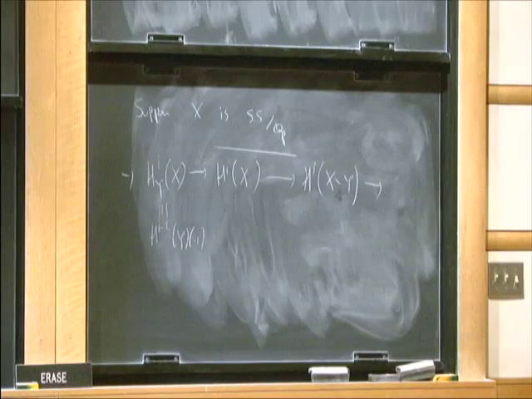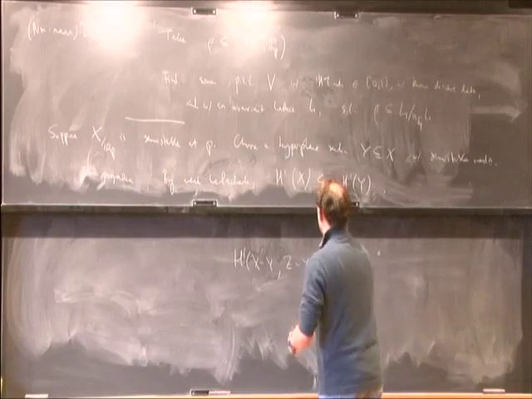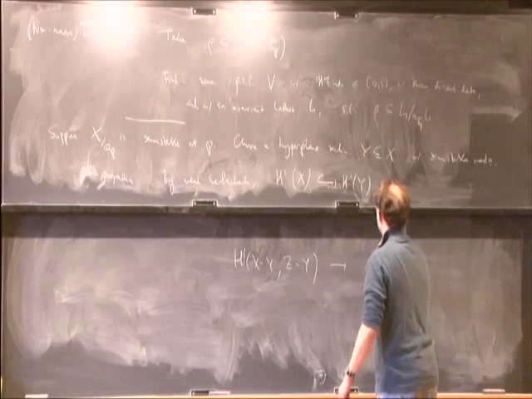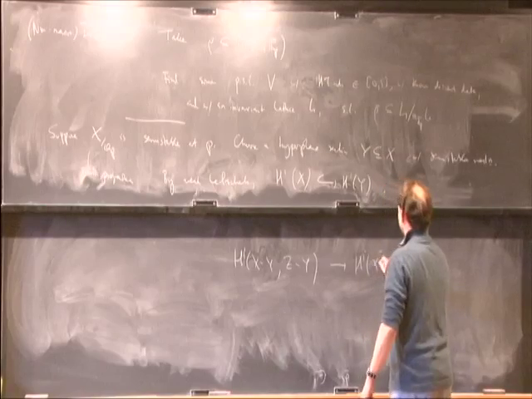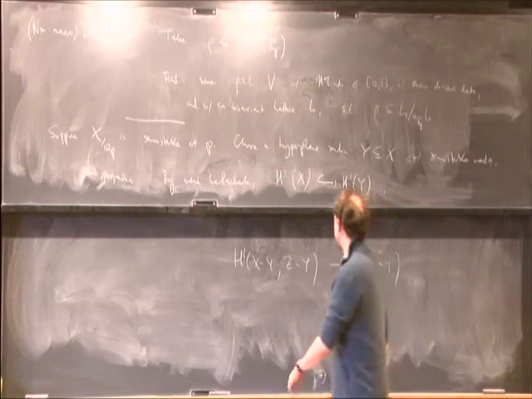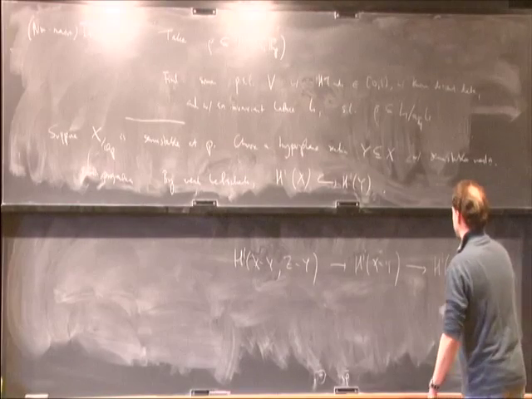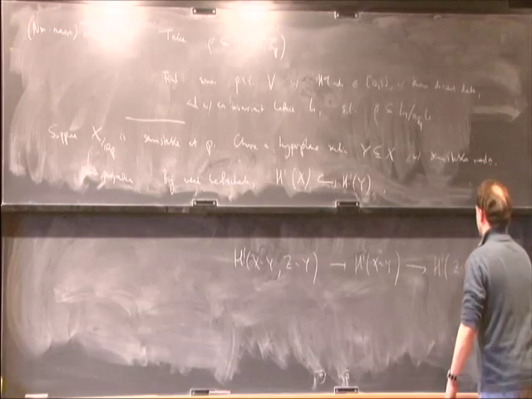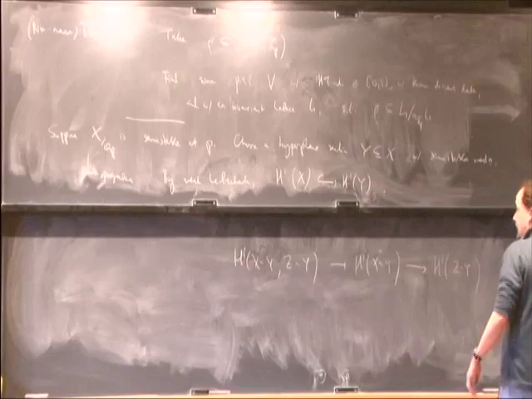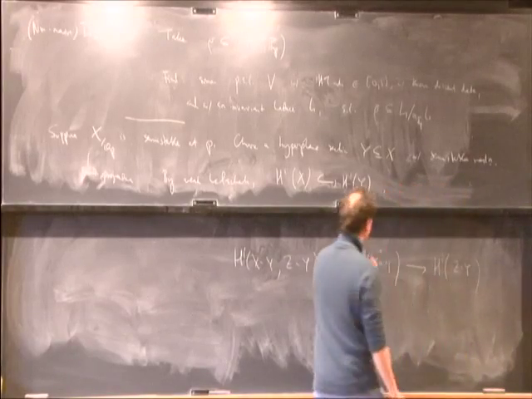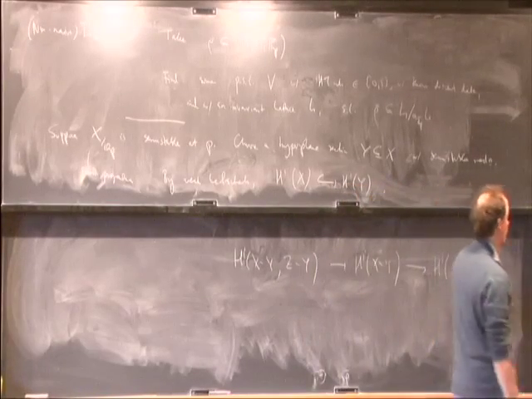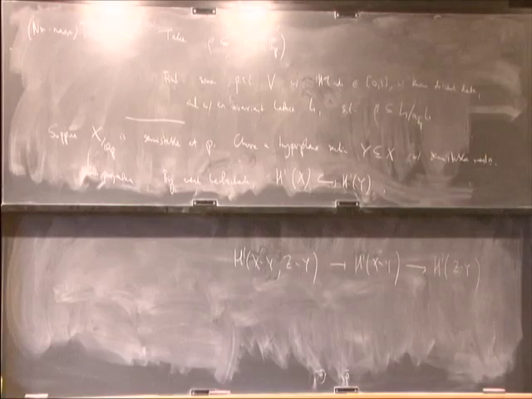So we look at the exact sequence of the pair. So we have the cohomology of X minus Y relative to Z minus Y, and that restricts to the cohomology of X minus Y, and that restricts to the cohomology of Z minus Y. And well, Z minus Y, we can kind of handle just by analogy with handling X minus Y.